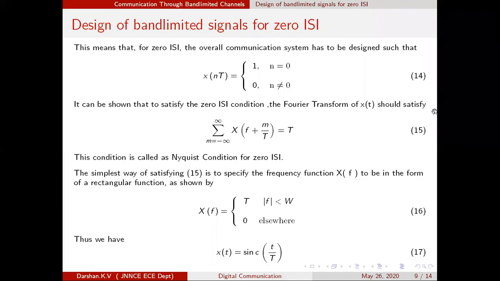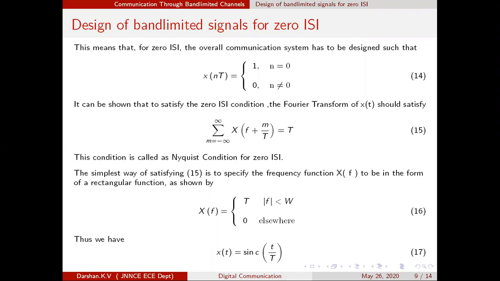Equation number 14 and 15 are joint conditions. Given a signal x of t, if the Fourier transform satisfies equation number 15, then in the time domain, equation number 14 would be satisfied. What would that result in? That would result in 0 ISI. So whenever you want to talk about 0 ISI, both equation 14 and 15 should be thought of together. You should not think discretely about the two equations. 14 is the necessary condition for 0 ISI.